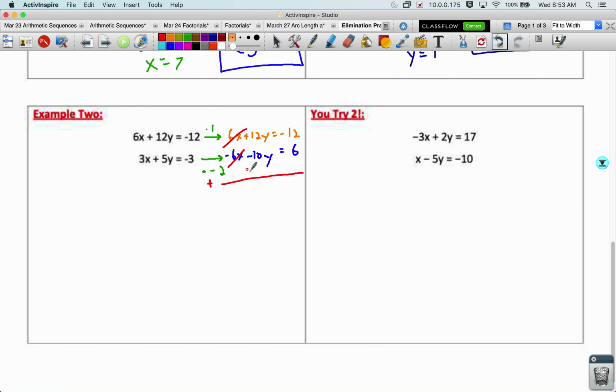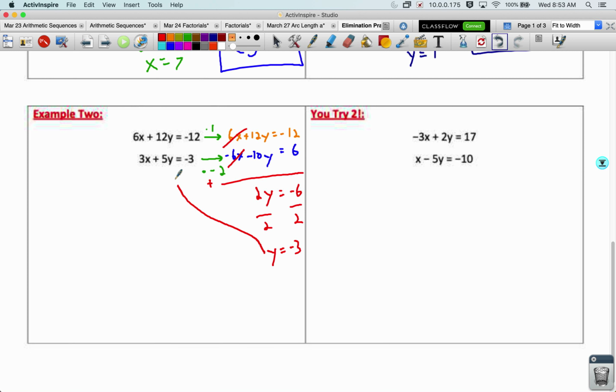The 6x and the negative 6x cancel out. 12y and the negative 10y, those become a 2y. And negative 12 and 6, that becomes a negative 6. Divided by 2, divided by 2, y equals negative 3.